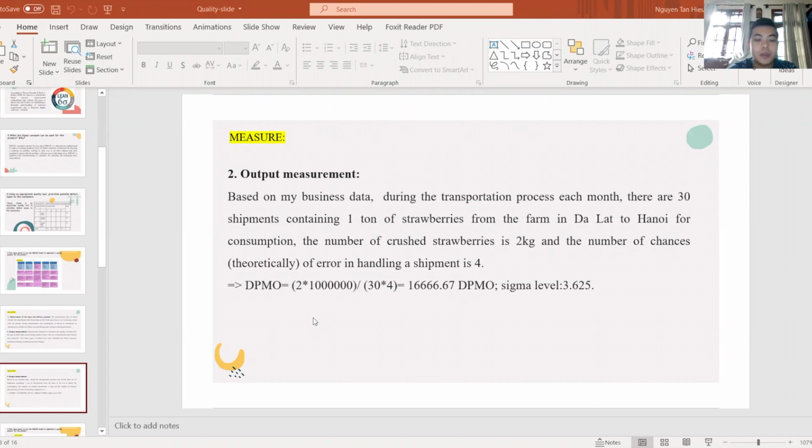DPMO is calculated by multiplying 1 million and dividing by 30 times 4, and the DPMO is 16,666.67. Sigma level is a metric that measures the process error rate based on the DPMO estimate. According to the conversion table, 16,038 DPMO corresponds to a sigma level of 3.625.